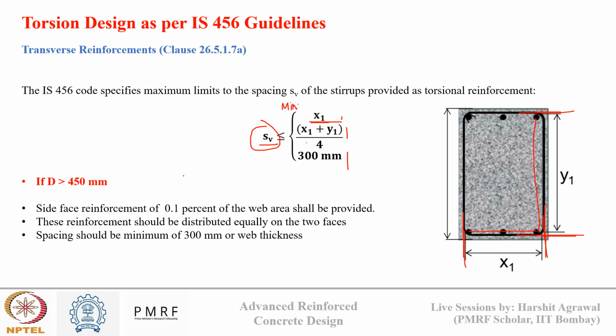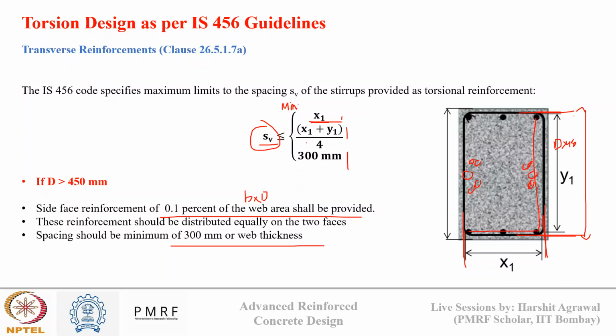And if my overall depth D is greater than 450 mm, then code says that we need to provide some side face reinforcement also, which is equal to 0.1% of the web area. The web area is b times D. So 0.1% of this we need to provide on the sides, equally distributed. If one bar here, one bar here, if two bars here, two bars here, like that we need to distribute. And their spacing should be a minimum of 300 mm or web thickness.